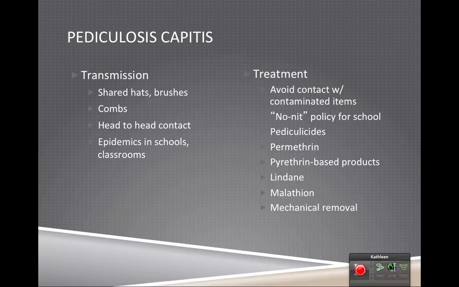You're going to give medicines that kill the pediculosis. Permethrin is an option. Permethrin-based products, lindane, malathion, which is an anti-parasitic medication, or mechanical removal, which they do with olive oil, and they spend hours getting rid of the lice, and they're cleared for school. And then they'll come back and see them the next day. Looks like $350.